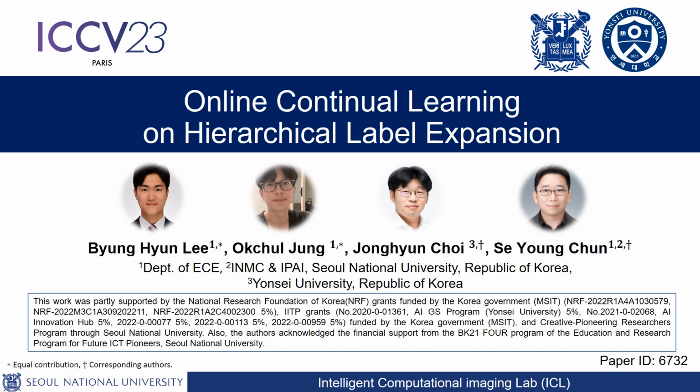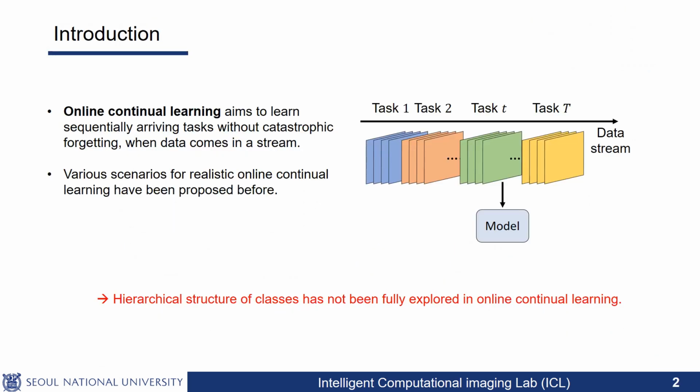Today, I want to share our ICCP work, Online Continual Learning on Hierarchical Label Expansion. Online Continual Learning aims to learn sequentially arriving tasks without catastrophically forgetting when data comes in a stream. Upon this setup, various scenarios for realistic online continual learning have been proposed before. However, the hierarchical structure of classes has not been fully explored in online continual learning.